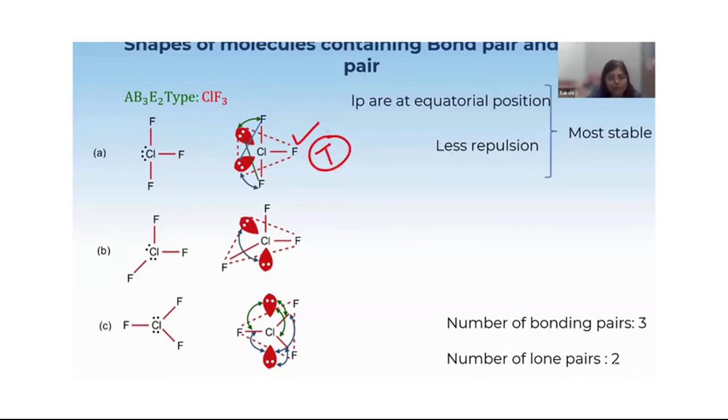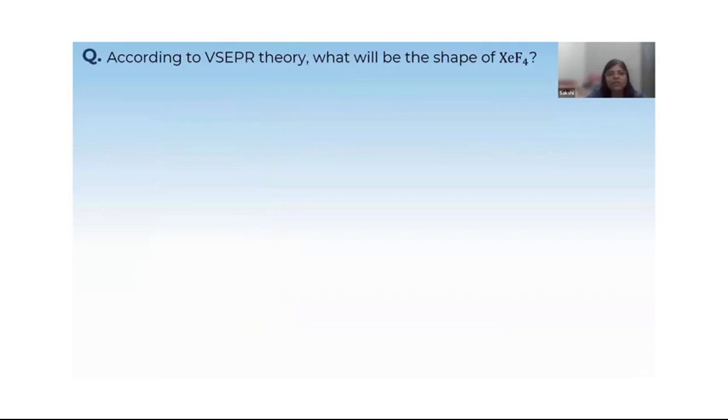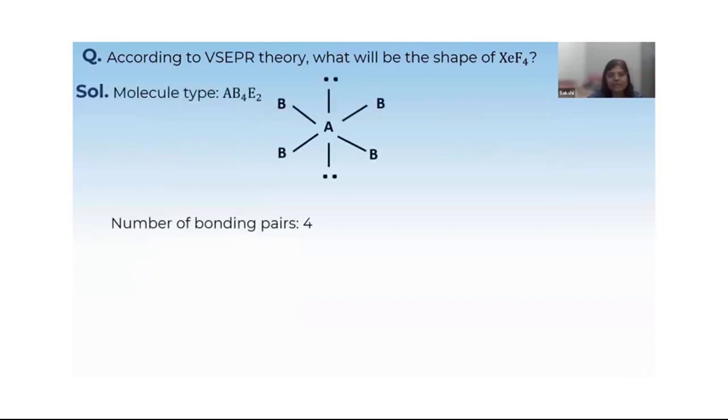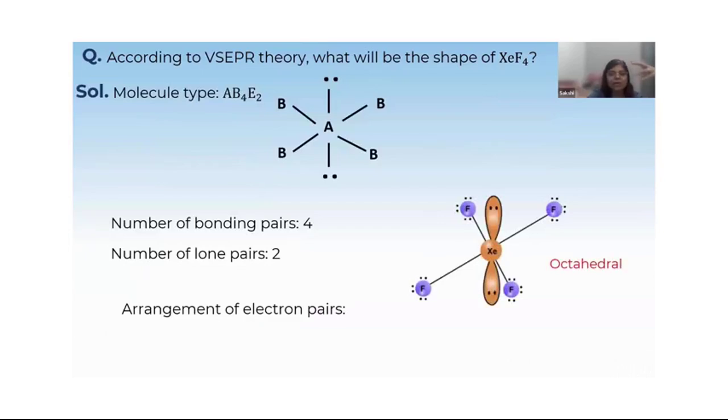Okay. Quickly, one question. According to valence shell electron pair repulsion theory, what will be the shape of XeF4? So you have to first make xenon. You have to make the valence shell electrons. You need to make 4 bonds and count how many bond pairs and how many lone pairs there are. So here there are 4 bond pairs and 2 lone pairs. Actually it should be octahedral, but it is not octahedral. It is square planar, right? This is how it looks. The geometry is octahedral, but the shape is square planar.